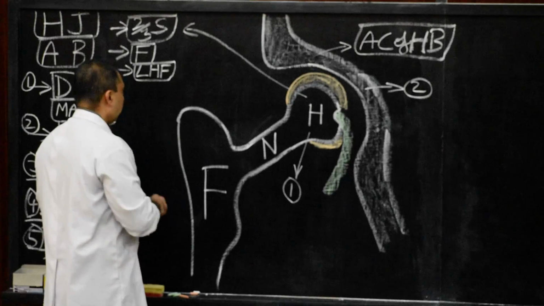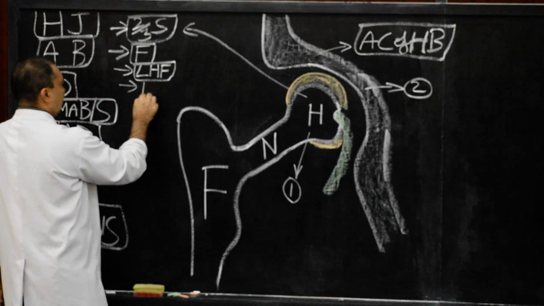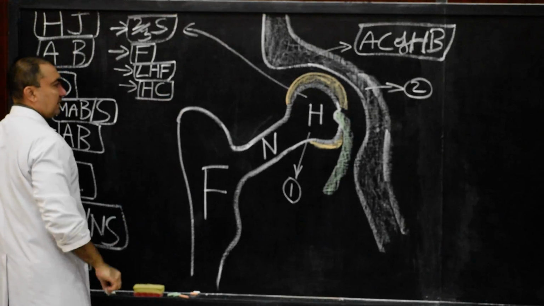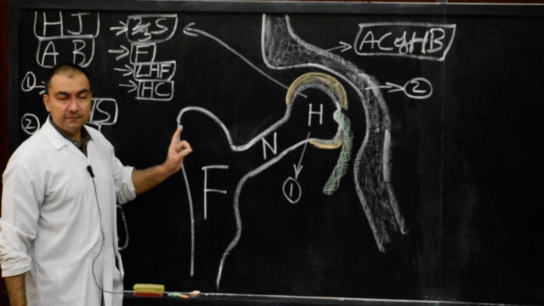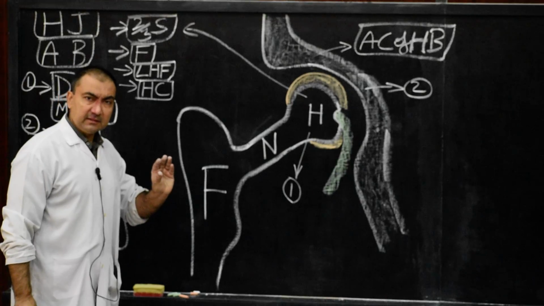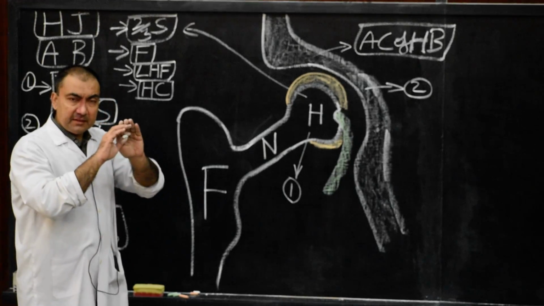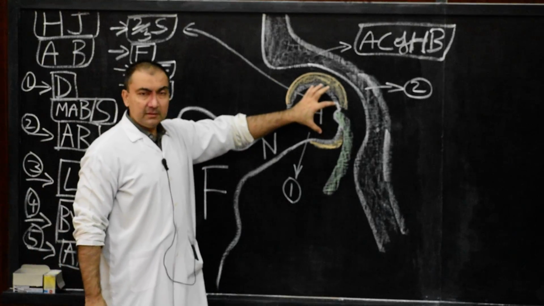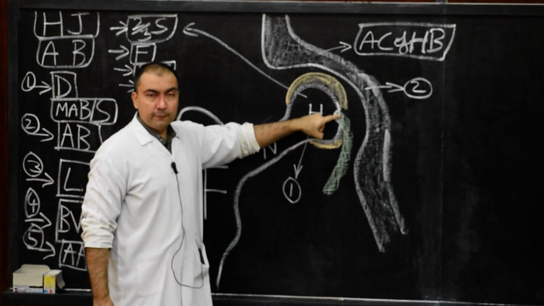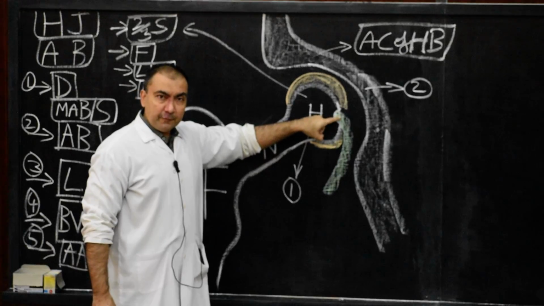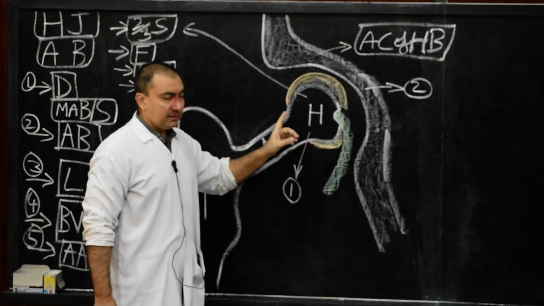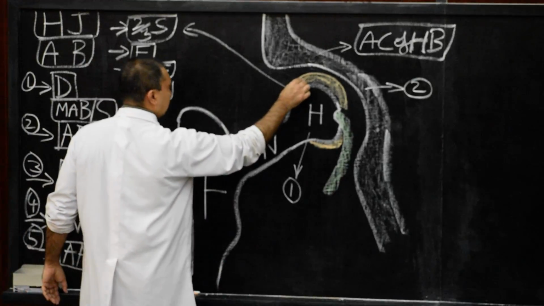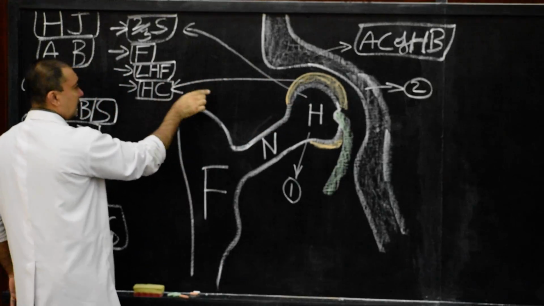So here you mention hyaline cartilage, which will be known as articular cartilage, which is thicker in the center, thinner at the periphery. It will cover the entire convexity, the entire sphere of the head of the femur, except fovea. Except fovea, it will cover the entire head of the femur. That is articular cartilage of the femur. And here we are going to mark this as hyaline cartilage.